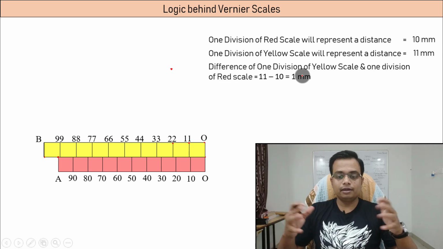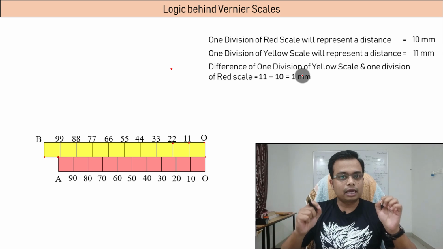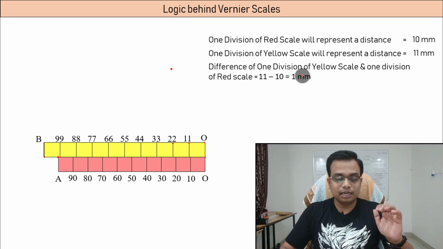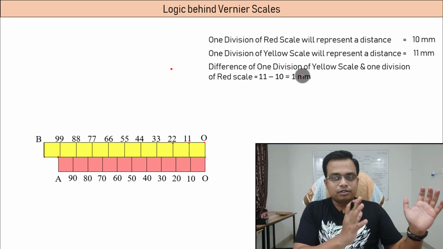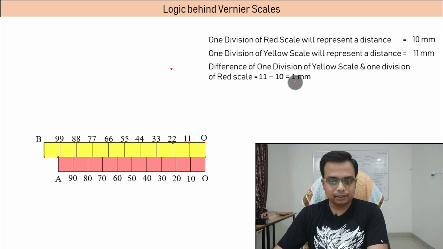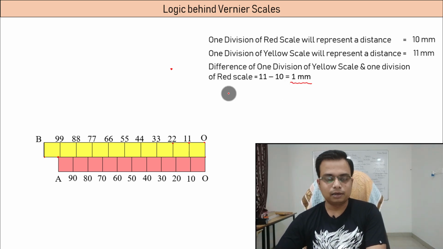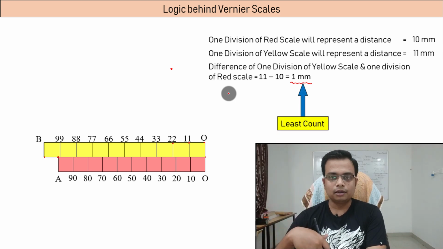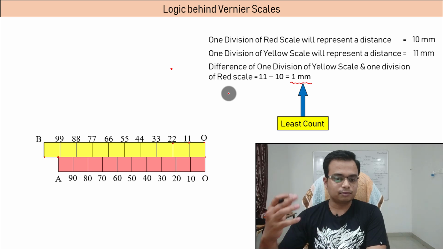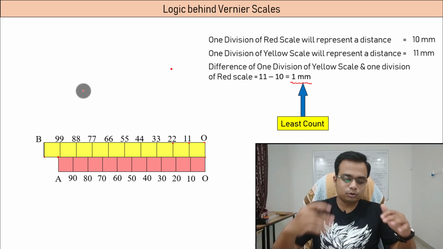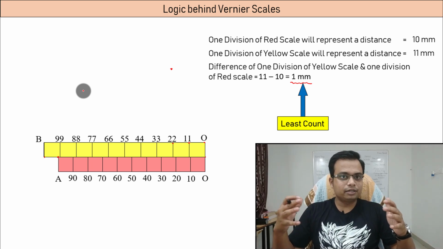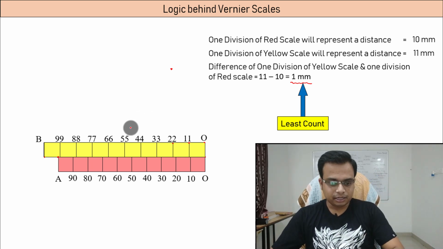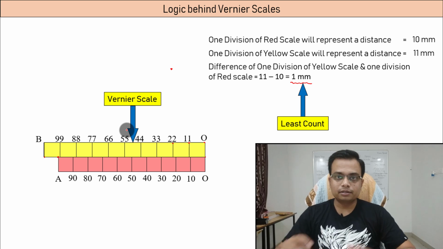Now you can say that the minimum length which this scale is able to measure is 1 millimeter, and this is something which has been achieved with the help of this shifted sort of a scale, which is a Vernier scale. And the least possible length that your scale is able to measure is something which is referred to as a least count. You must have heard of this very popular term, and this is something that we associate with screw gauges and even vernier calipers. Okay, and finally, this yellow colored scale over here is nothing but your Vernier scale.